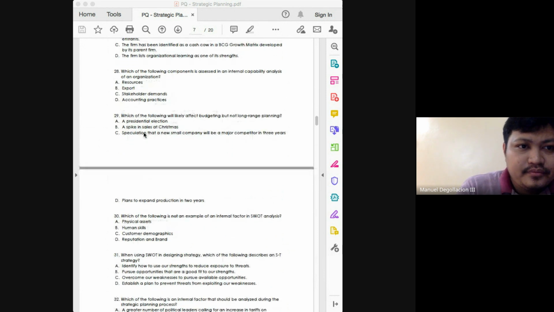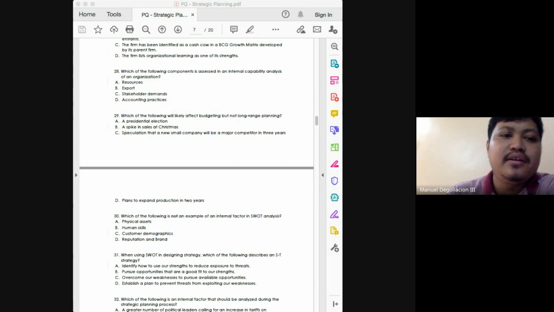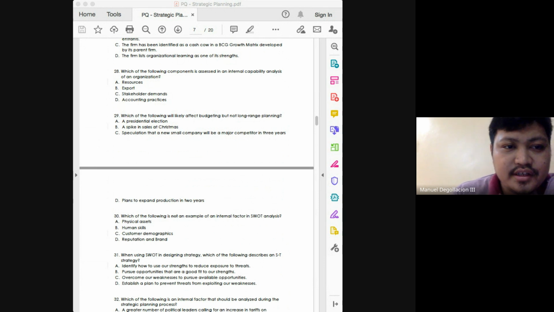28. Which of the following components is assessed in an internal capability analysis of an organization? So internal capability, definitely the answer here would be letter A, resources. Okay, export, stakeholders, and then accounting practices. Not your accounting department, but the practice of accounting for everyone. So out of these, only one is an internal factor. So your answer here would be letter A.